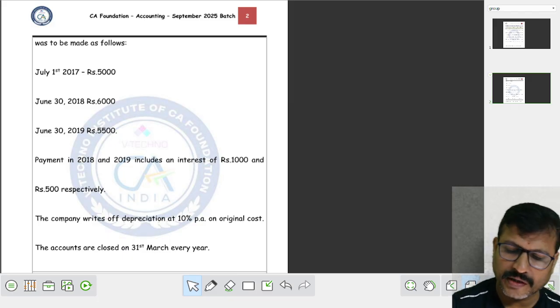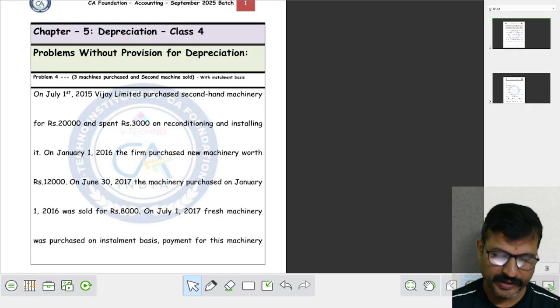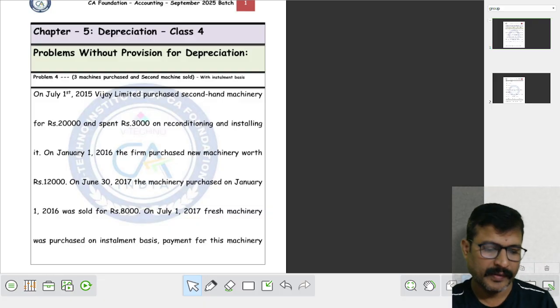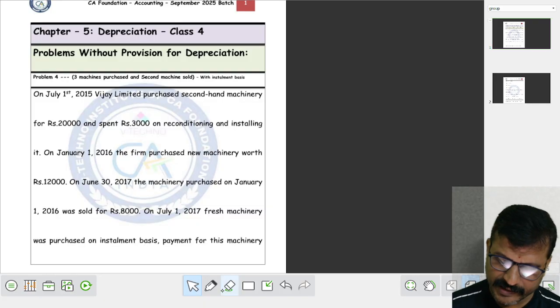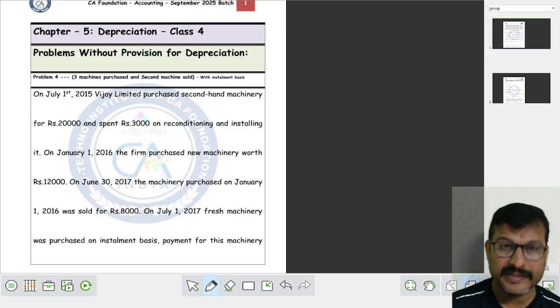As we are already into the depreciation chapter, right? It's a very simple chapter, but we have some little bit difficult problems in the later stages.